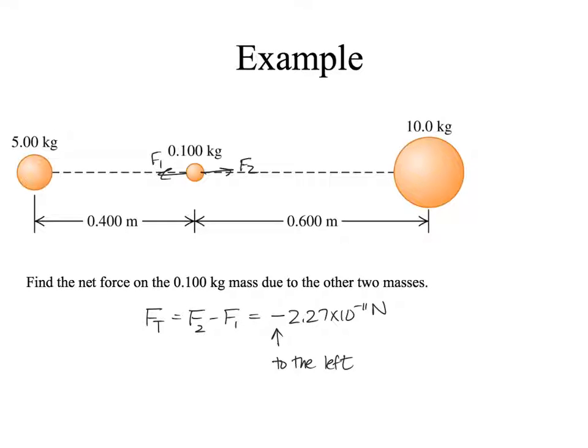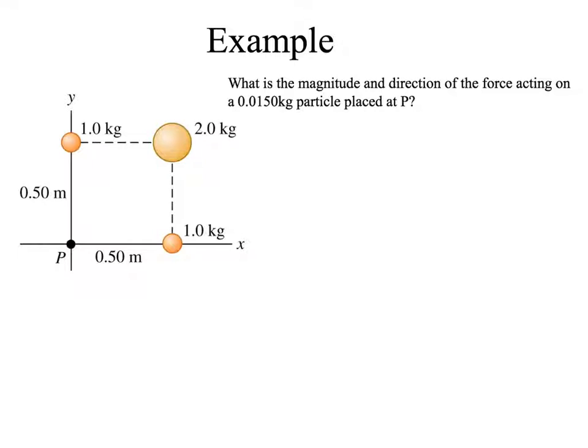All right, and that's how we would use the vector notation. Now, the last one I'm going to do is something a little bit more involved because it's going to use x and y components. So in this example, we're going to imagine that we place a mass of 0.015 kilograms at point P, and we want to find the total force acting on it due to these other three masses.